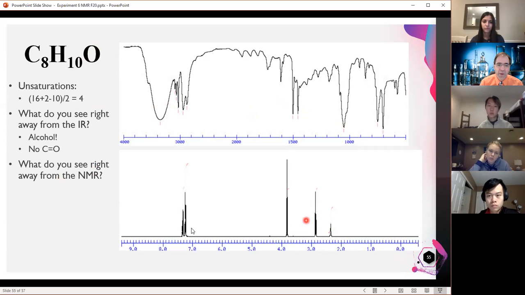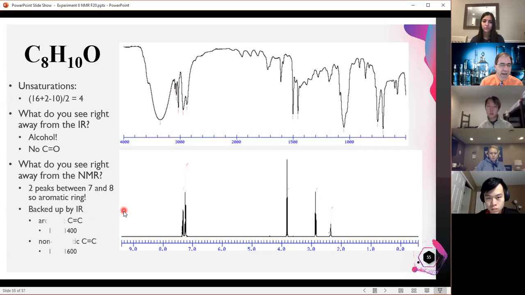Okay, then what do I see right away in the NMR? All right, well, I've got a lot of peaks, but I have 2 peaks down here between 7 and 8. And that tells me aromatic ring. Okay, so that's the only thing that appears all the way down there. So 2 peaks between 7 and 8, it's aromatic ring. And actually the IR backs that up because these 2 peaks right here are the aromatic CH double bonds. You can see that in here.